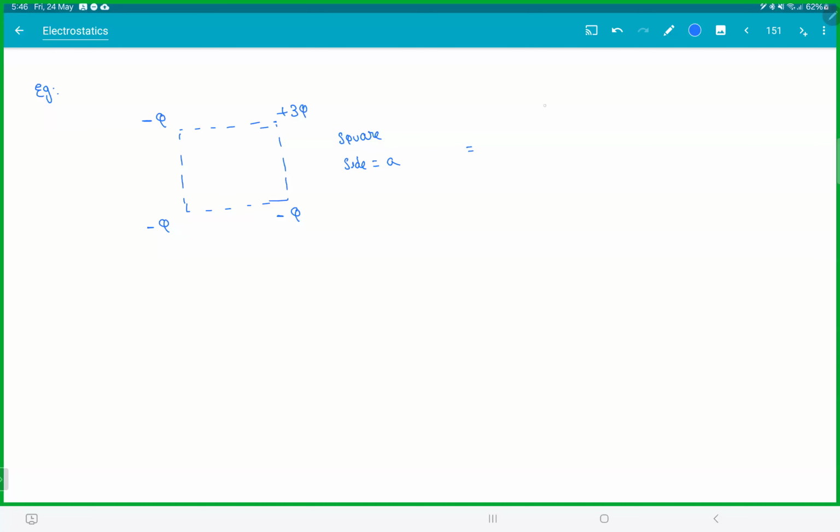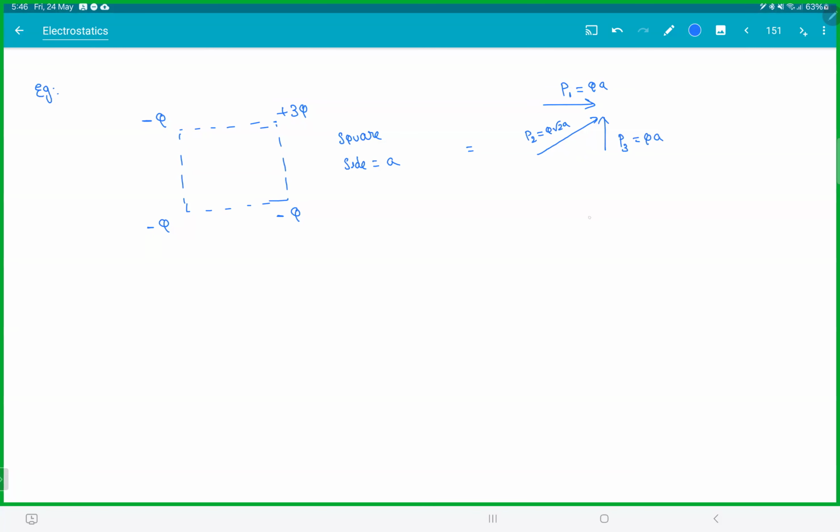So you can split this as, this is one dipole, let's call it P1, which is q into a. This is another dipole, which is P2, which is q into root 2 a. And this is another dipole, which is again P3, which is q into a. There we have to take the vector resultant of these three.